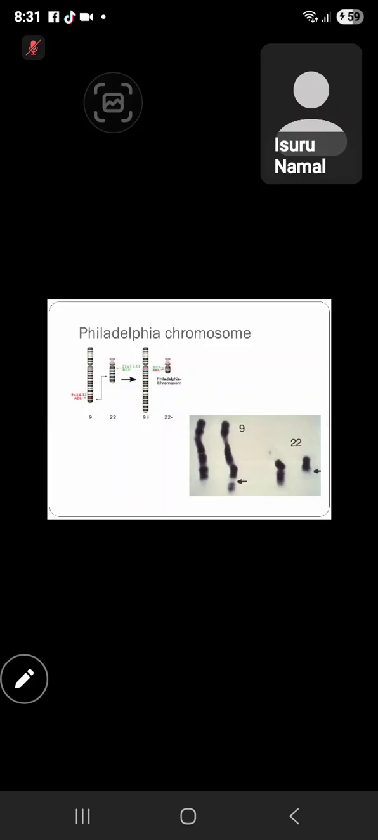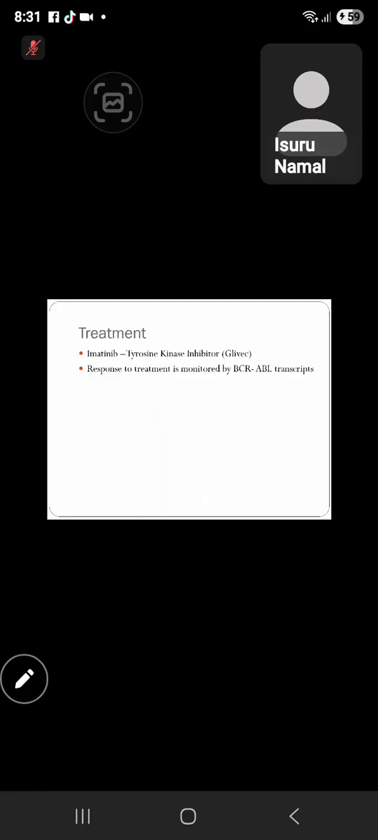For treatment purposes, what they do is they use tyrosine kinase inhibitors as the treatment, as the chemotherapy. As an example, when we consider the treatments, imatinib is a tyrosine kinase inhibitor. Another name for that is Gleevec. You may be familiar with that, right? Then that imatinib, or Gleevec, goes and inhibits the tyrosine kinase. Then that will control the unwanted abnormal proliferation of the bone marrow, right?